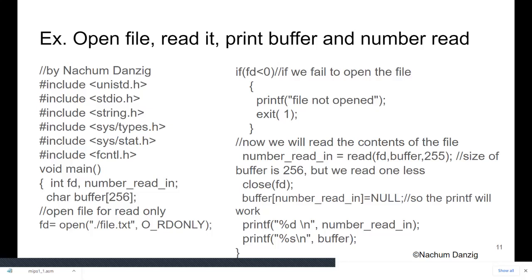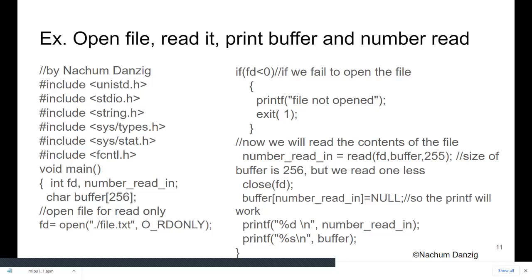Now, I close it. I finished. I read something, and I don't really care if there's more or not. Could be there's more in the file, but I finished. I didn't do a loop. I just read once. I closed. Now I want to print it. But in order to print it, I have to have a null at the end of the string.